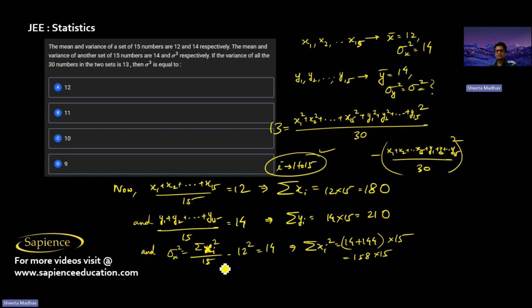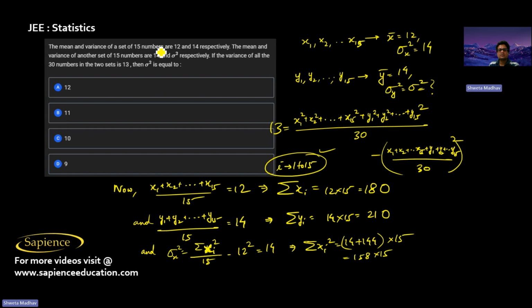And similarly, sigma y square will be equal to summation yi square by 15 minus y bar square, which is 14 square. That is equal to sigma y square, which is equal to sigma square. So therefore, this value only we need to find out. Or I can say summation yi square will be equal to sigma square plus 14 square, which is 196, into 15.